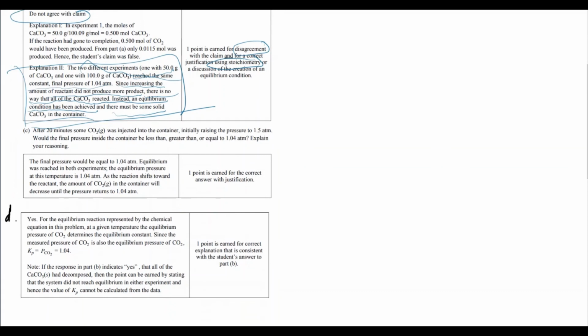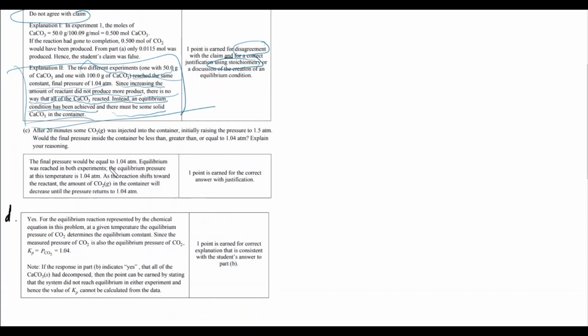So the 2 different experiments reached the same constant final pressure. Since increasing the amount of reactants did not produce more products, there's no way that all of the CaCO3 reacted. Instead, an equilibrium condition had been achieved, and there must be some solid in the container. Cool. So you disagree with it, and you have to talk about justification using stoichiometry, and we kind of did that. So let's move on. C.